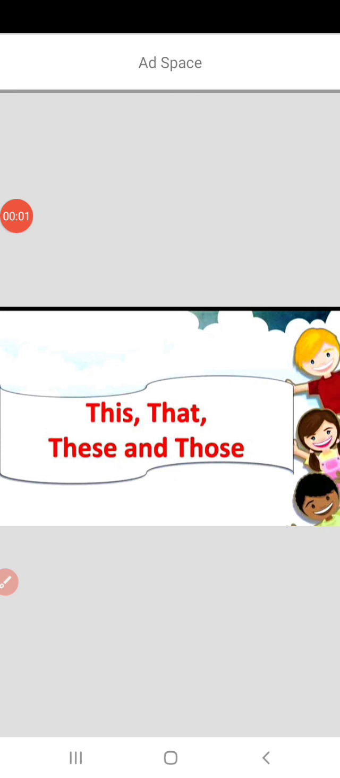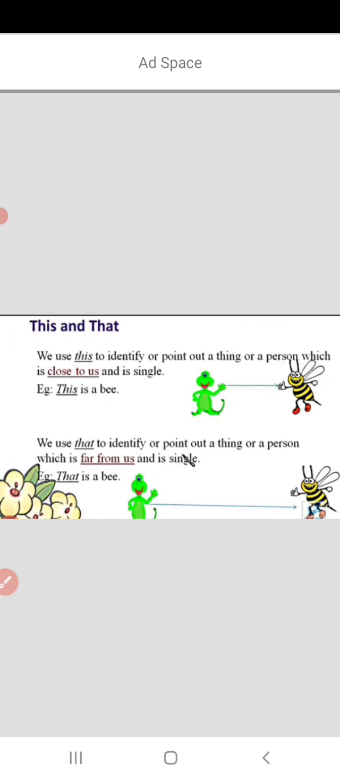Hello boys and girls. Yesterday we learned how to use this is and that is in sentences, and today we will be learning how to use these and those in sentences. So let's begin. Let's take a quick recap of this and that.